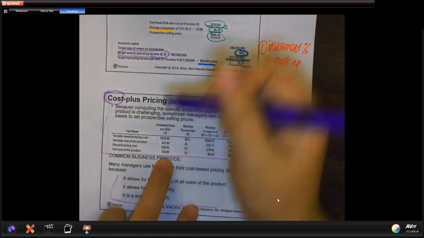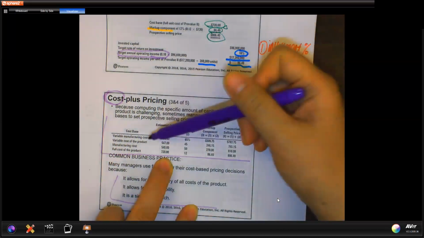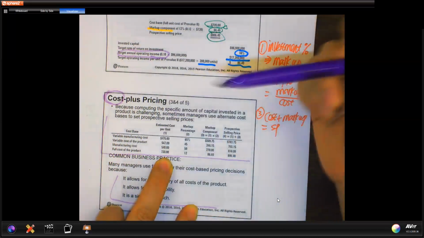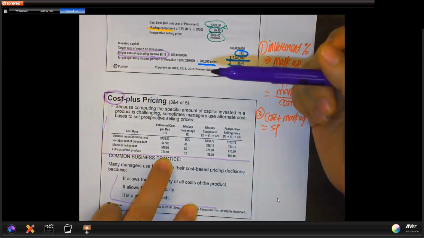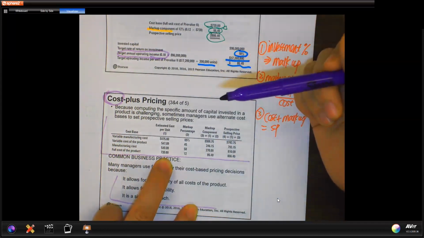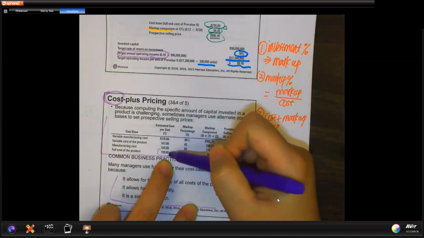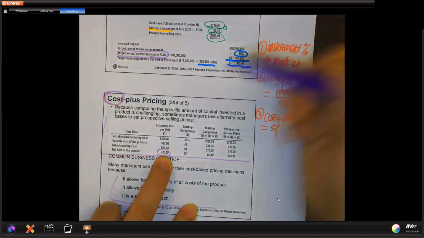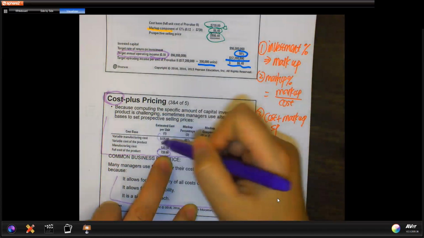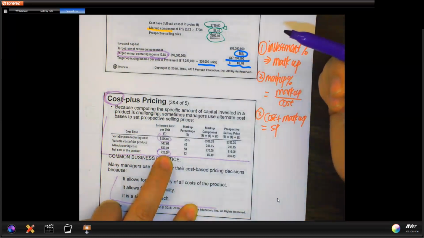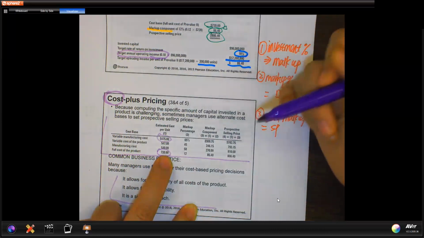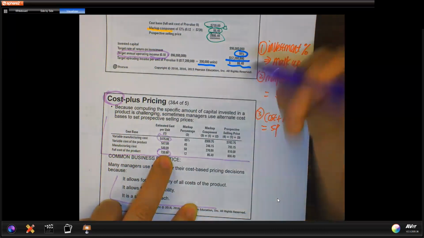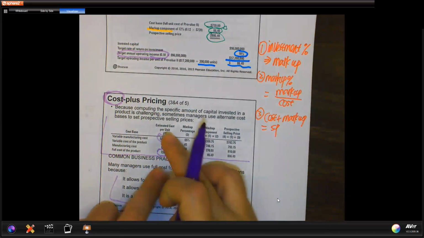But if we look at this table, there are four costs that we can consider. Tell me which cost is the largest number. Definitely the full cost is the largest number, right? Which cost is the smallest number? Variable manufacturing cost is the smallest. So it has to be variable and it has to be manufacturing. And then this is the first column.